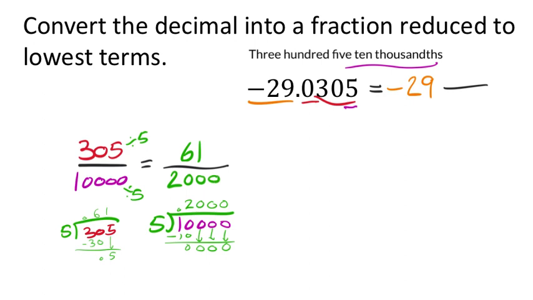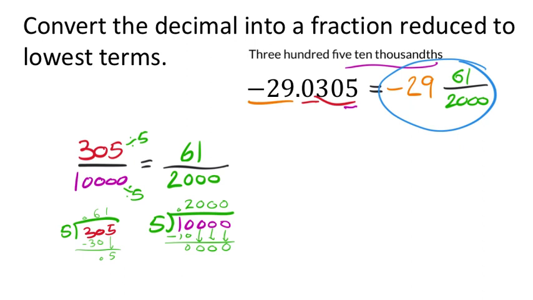Then I would look at this. 61 is not divisible by 3. It's not divisible by 7. It might be prime, but I know that 2,000 is not divisible by anything that 61 is, except 1. So that would end up being the fractional part of our answer, 61 2,000ths. So our final mixed number ends up being 29 and 61 2,000ths.